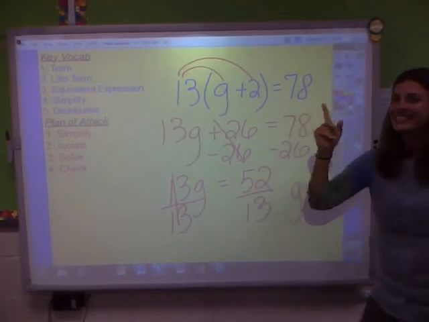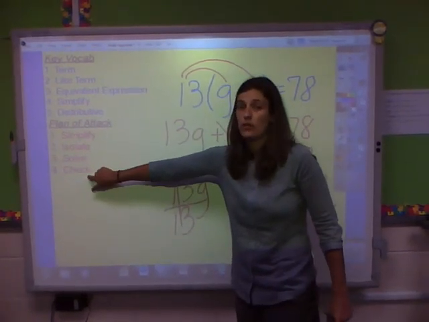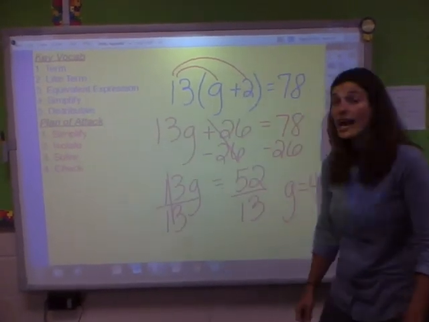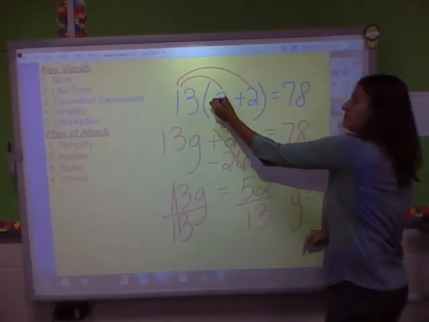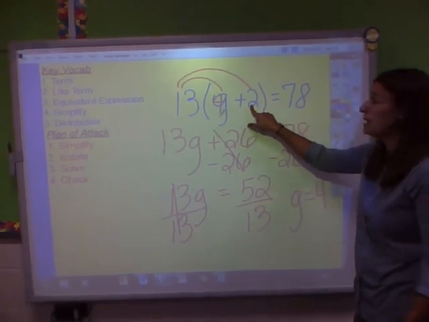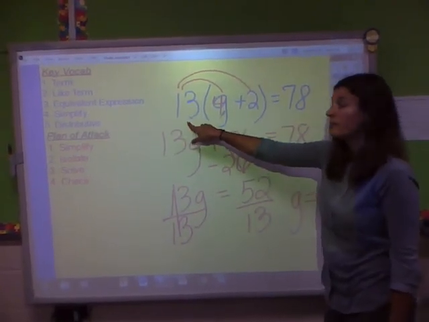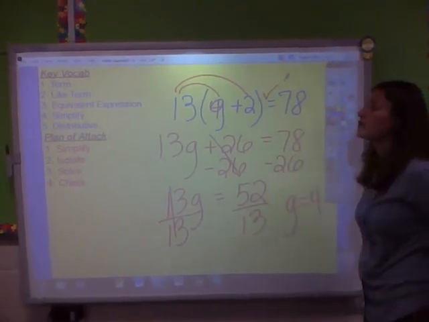Hooray, I'm done. Not really. Think of your plan of attack. The step that everyone forgets to do. I need to check. Where am I going to put this 4? Right back into the problem. What's 4 plus 2? 6. 13 of them? 78. 78 checks 78. Now I know for a fact that I'm done.